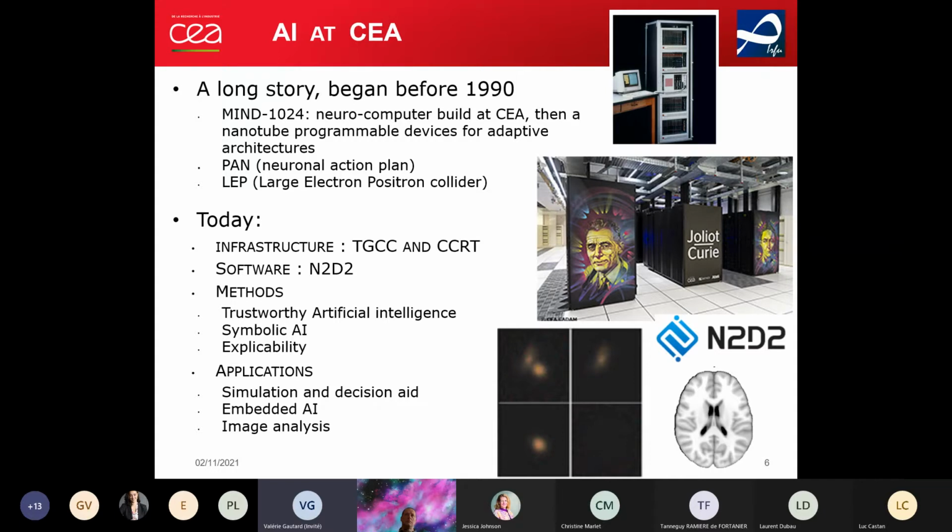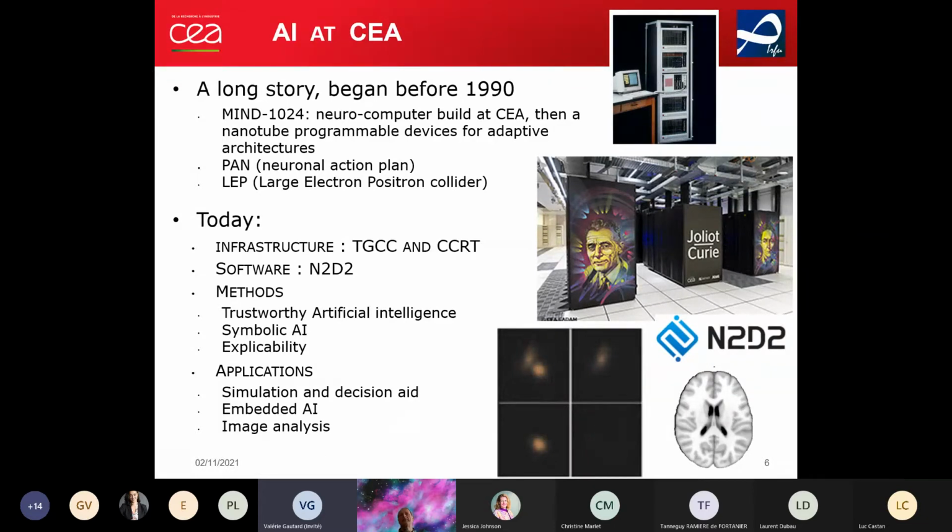What about now? Again, I begin with computers. For high performance computing, we have a big machine at the military direction with Tera 100 and now Tera 1000. It is used for sensitivity analysis, robust optimization, and HPC computing, of course. Concerning the software at CEA, we develop some software like N2D2.